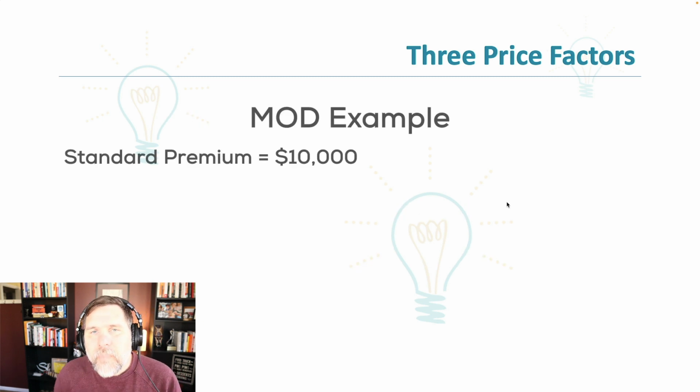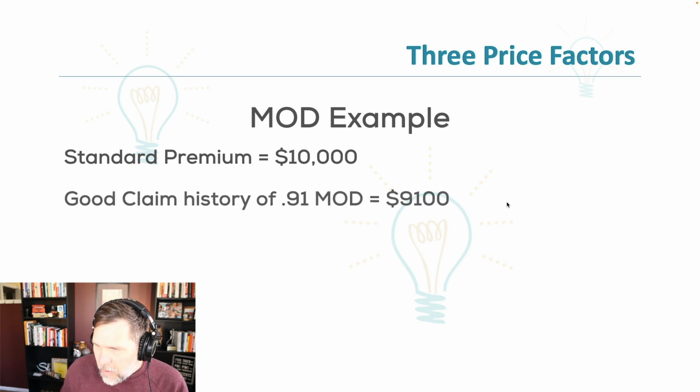Let's say that when we put together the payroll and the class codes for your workers' compensation insurance, it comes out to exactly $10,000. This is going to be called the standard premium for that scenario, right? The class code and the payroll put together create a standard premium. But then we apply the mod. Let's say you have a good claim history, and so your mod is 0.91. We would multiply the $10,000 times 0.91, and that would, of course, make the price go down. In this case, it would make it go down by $900, and that's what you would actually pay.